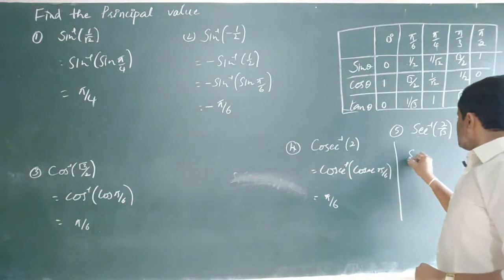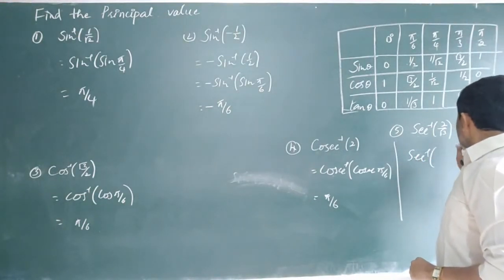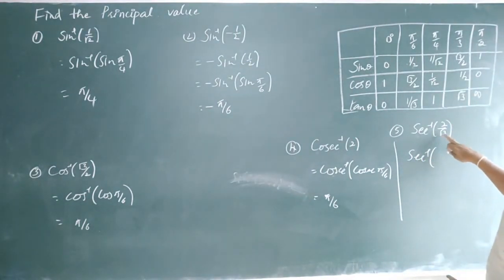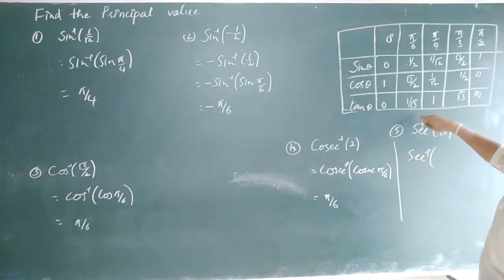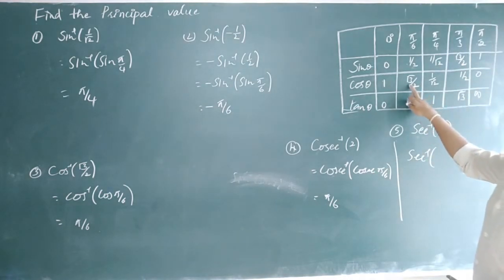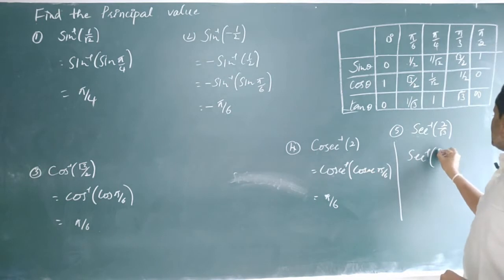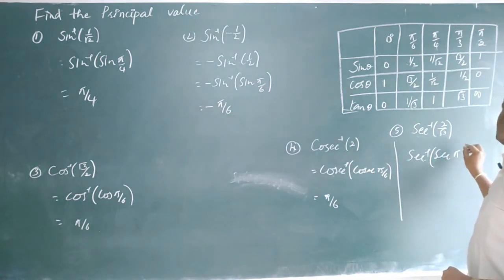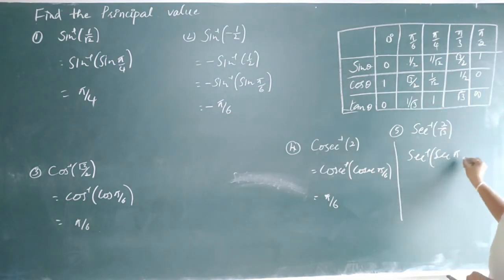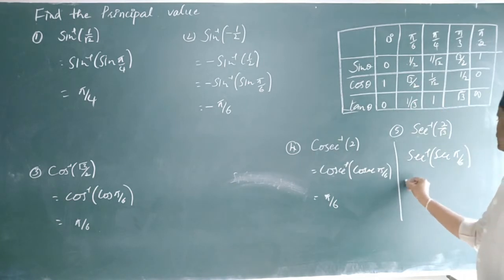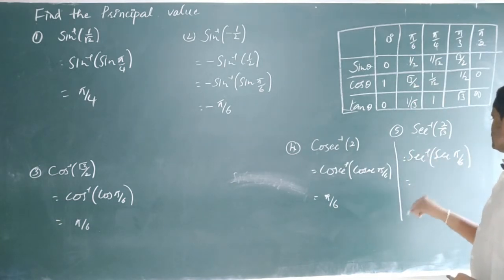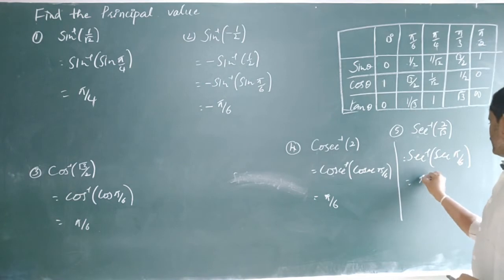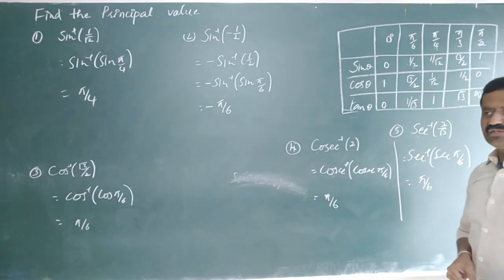So secant inverse of root 3 by 2, for which angle is this satisfied? We have root 3 by 2, that is secant of pi by 6, again that is equals to, we have secant inverse, secant get cancelled, so we have pi by 6.